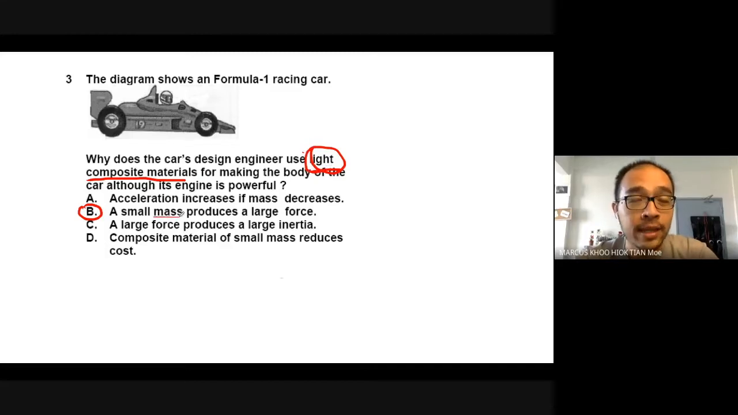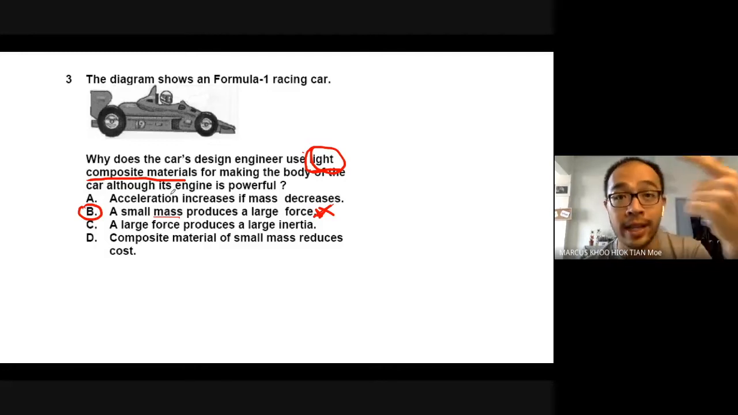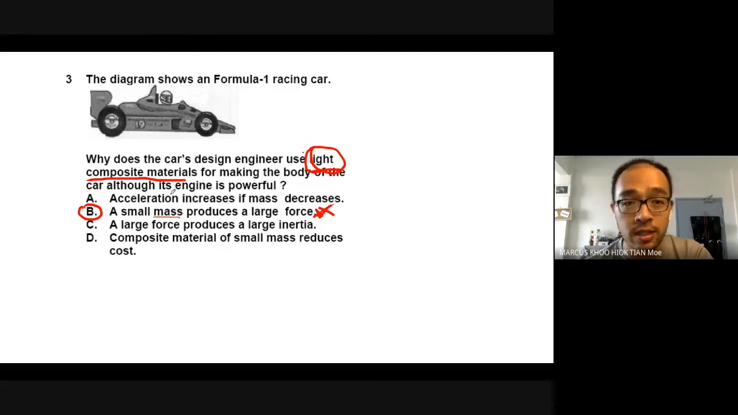If you want to talk about mass, always remember the biggest comparison is always me and Joey. Joey is very light and I'm very heavy. Are you sure Joey is going to be able to produce a large force compared to me? Actually, I would say this is untrue, because the two relationships we learned are about mass and acceleration, and force and acceleration. We don't talk about the relationship between mass and force. So it's not B. Actually, the answer is A. Acceleration increases if the mass decreases.